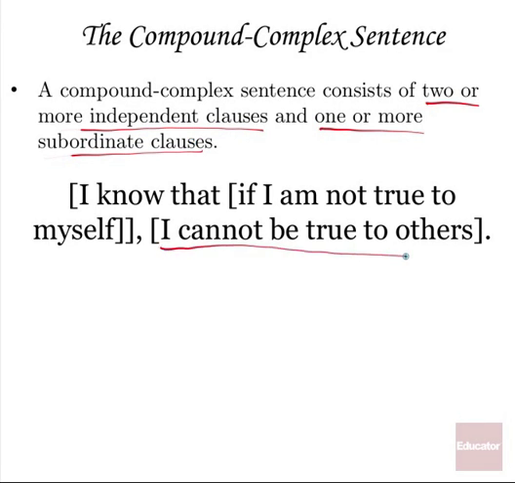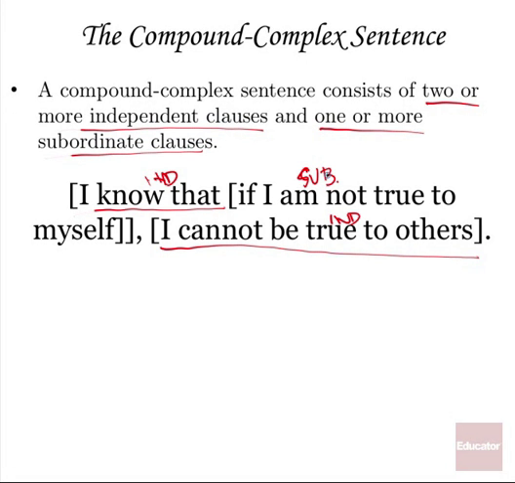Well, we established already that I cannot be true to others is an independent clause, as is I know that. You can walk up to someone and say, I know, it makes sense. It's independent, but if I am not true to myself is subordinate. Pretty much any clause beginning with if is subordinate because if is a subordinating conjunction.